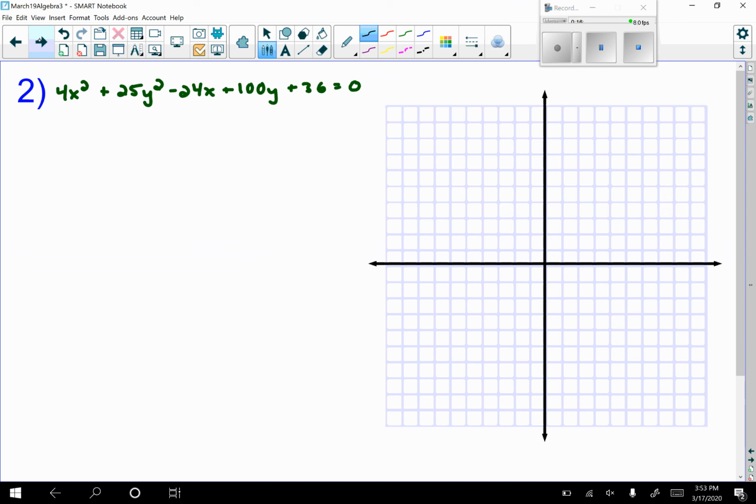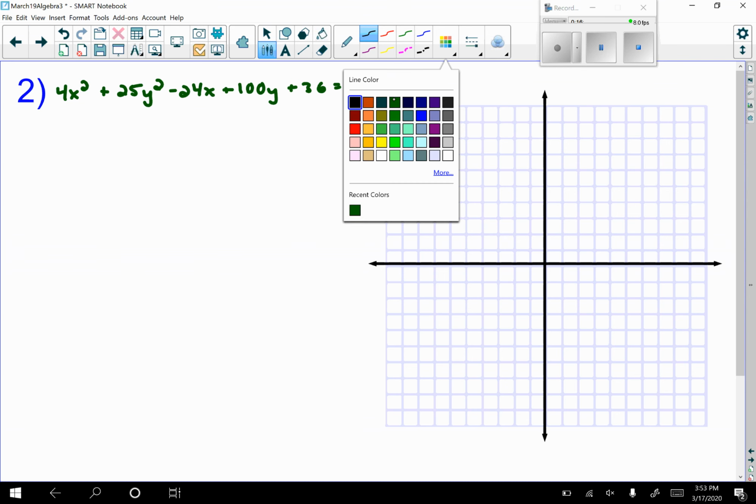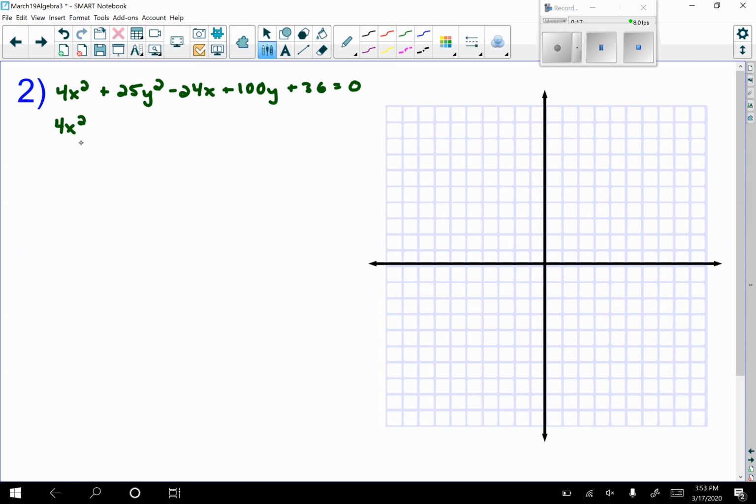All right, one more, we're going to complete the square. If you want to pause the video now and try it on your own, that's fine. Use the last example to help you. If not, just go ahead and let this play and walk through this with me. Like the last one, our very first step is to get the x terms together. So we have 4x squared minus 24x plus 25y squared plus 100y. And we'll get the 36 to the other side, so it'll become a negative 36.